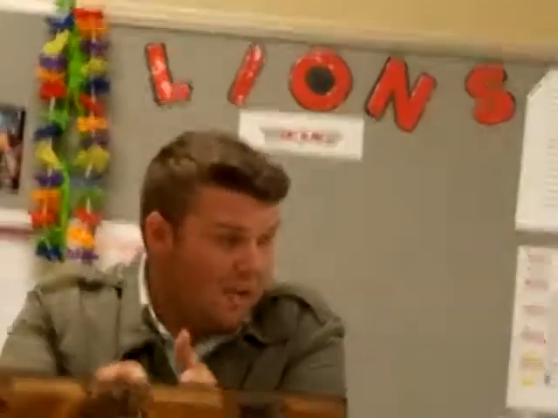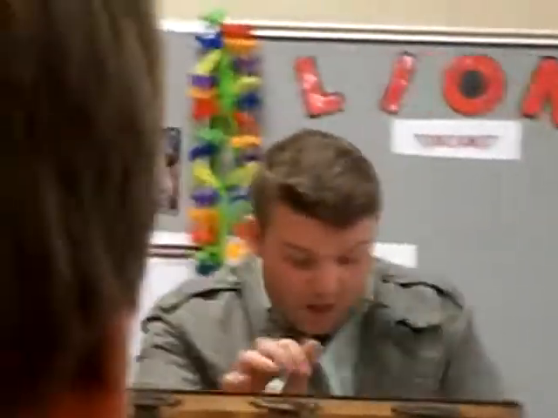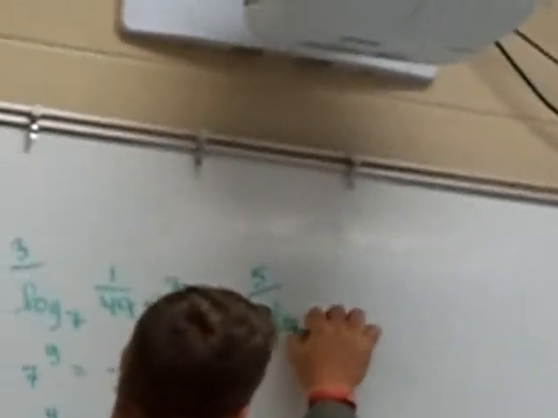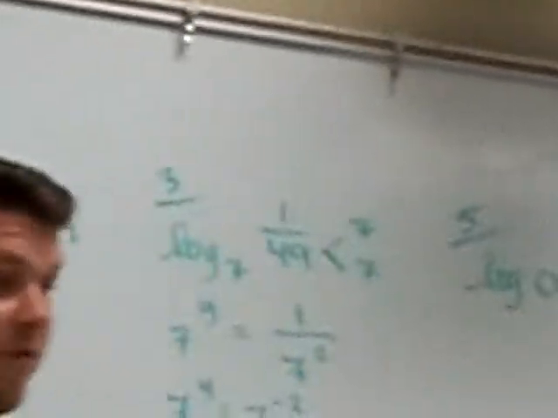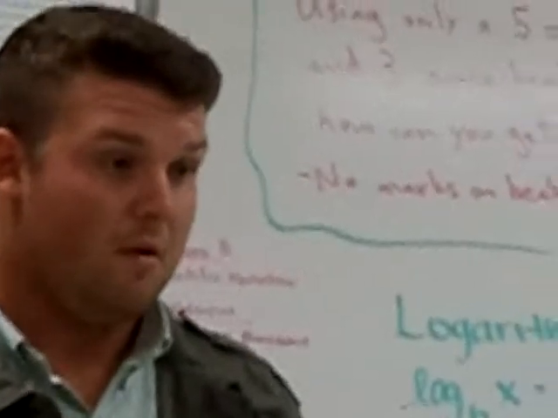Common logs always have a base of 10. There won't be a base listed, it'll just say log. If you just see the word log, then you understand that's a common log. We have a base of 10, automatic. Okay, so if we have this problem, the log of 0.001 or 1/1000, correct?